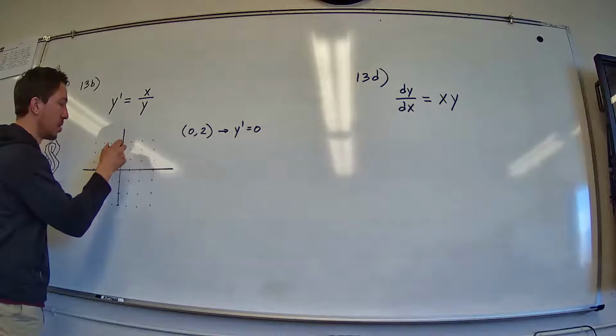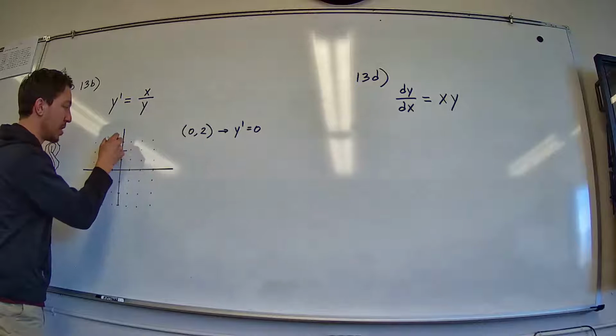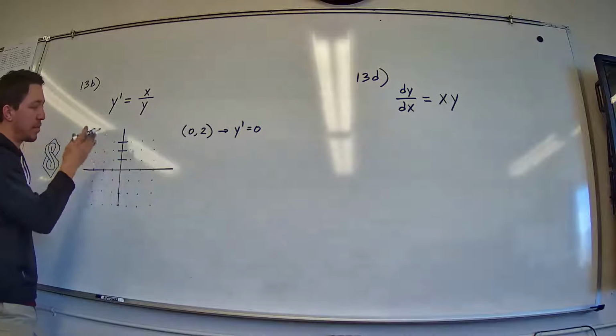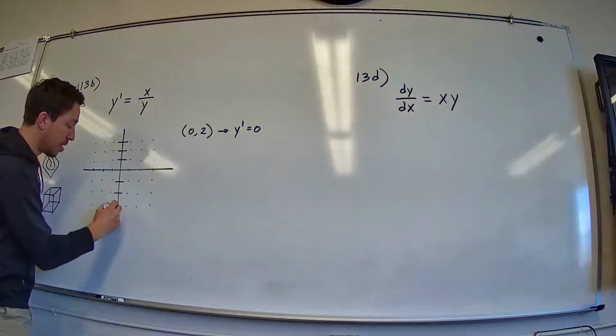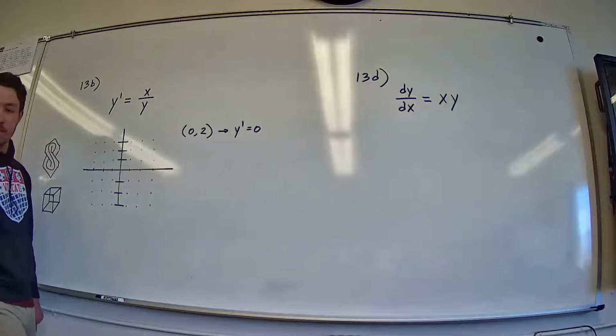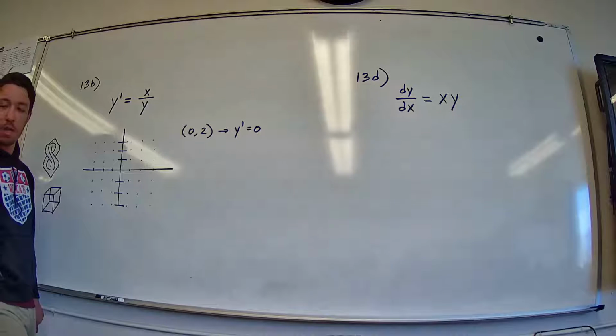Does this make sense? So any spot where the x is 0 and the y isn't 0, I would put a 0 slope. Does that make sense to everyone?